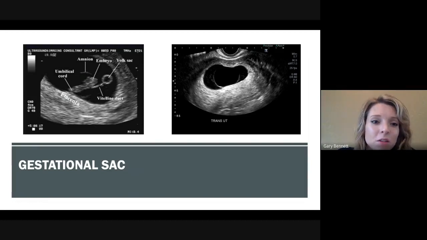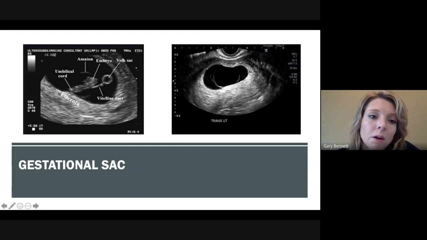This is nice and round. I'm not going to touch too much on the yolk sac. Studies that I have gone over don't seem to place a lot of thought into how much the imaging of the yolk sac can really contribute to reaching a diagnosis of anything going wrong with baby. So we're going to spend most of our time talking about other things, but you can see the little duct here, and then we have our embryo.